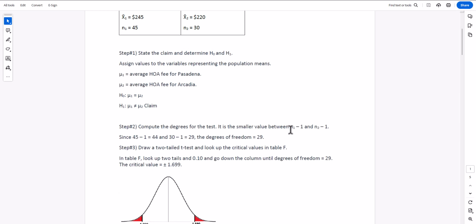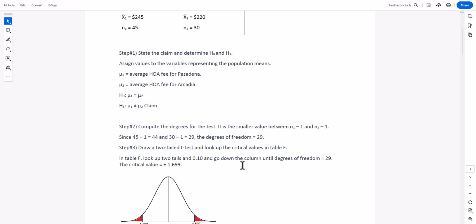So our next step is to compute n sub 1 minus 1 and n sub 2 minus 1. N sub 1 is 45, so 45 minus 1 is 44. N sub 2 is 30. 30 minus 1 is 29. We pick the smaller of the two to become the degrees of freedom. So degrees of freedom is 29.